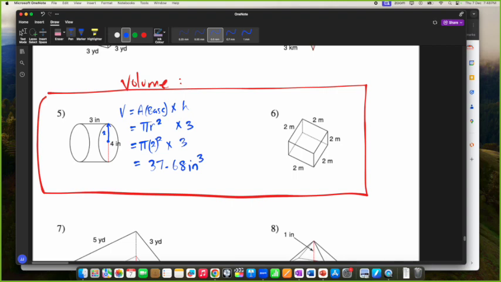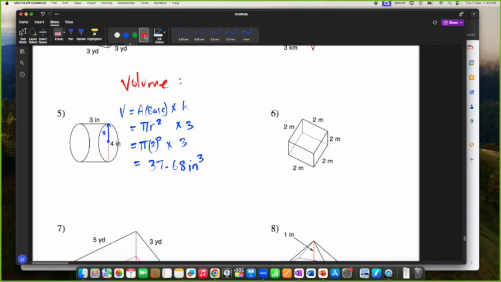And let's look at this one. Oh gosh, this one is easy. This one is a cuboid. You have the area of the base. So let's call this the base, and then this will be the height. So the area of the base is 2 times 2, and then multiply by the height, which is 2. 2 2s are 4, 4 2s are 8 meters cubed.